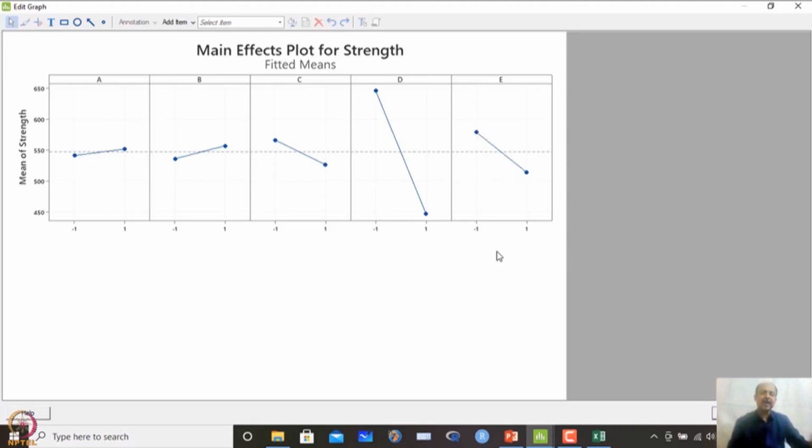So A at plus, B at plus, C at minus, D at minus and E at minus, that is the final combination that we have to use to optimize the CTQs. So that is the combination that we should go for over here.